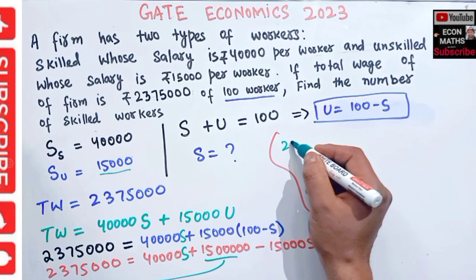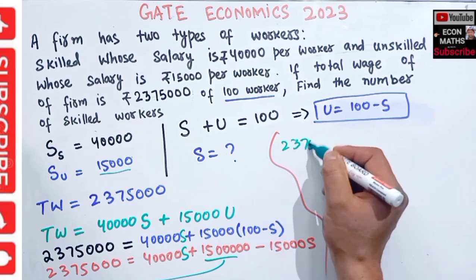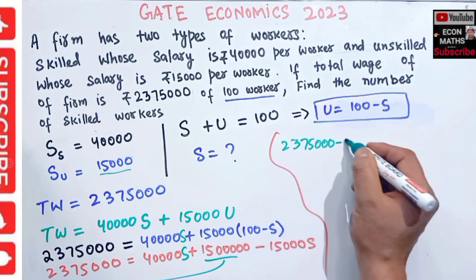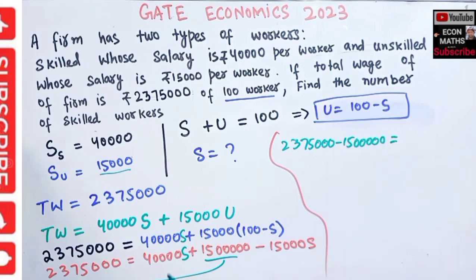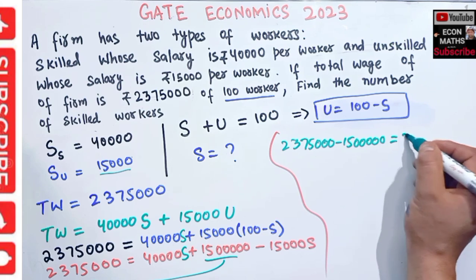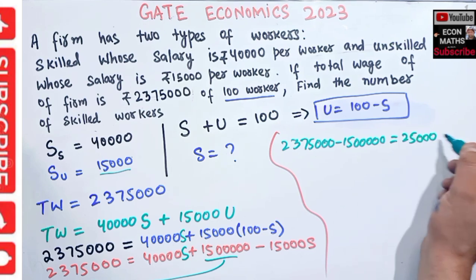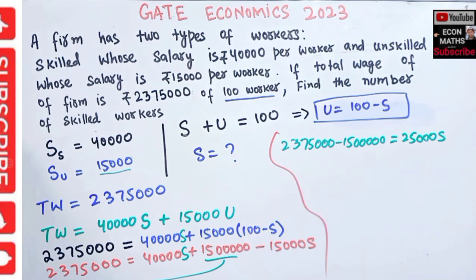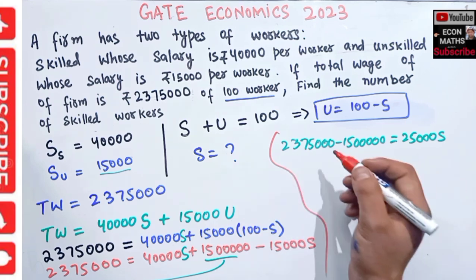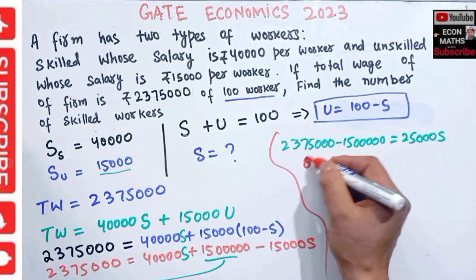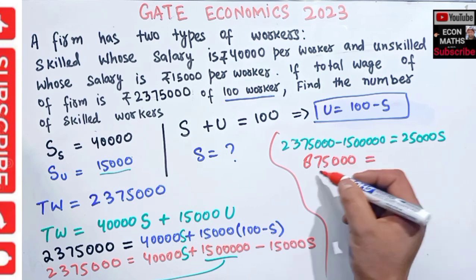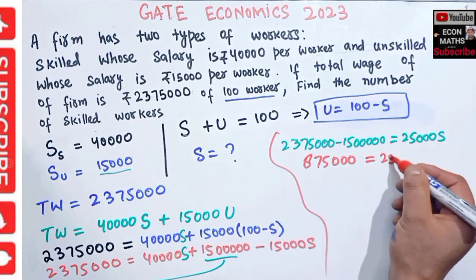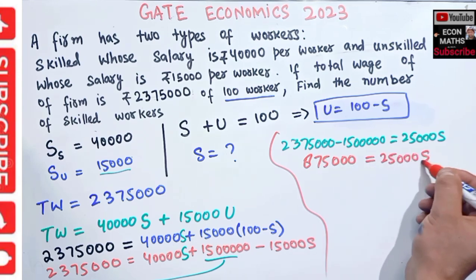We have 23,75,000 minus 15,00,000 is equal to 40,000 s minus 15,000 s, which comes out to be 25,000 s. When we subtract 15 lakh from 23,75,000, we get 8,75,000. It should be equal to 25,000 s.